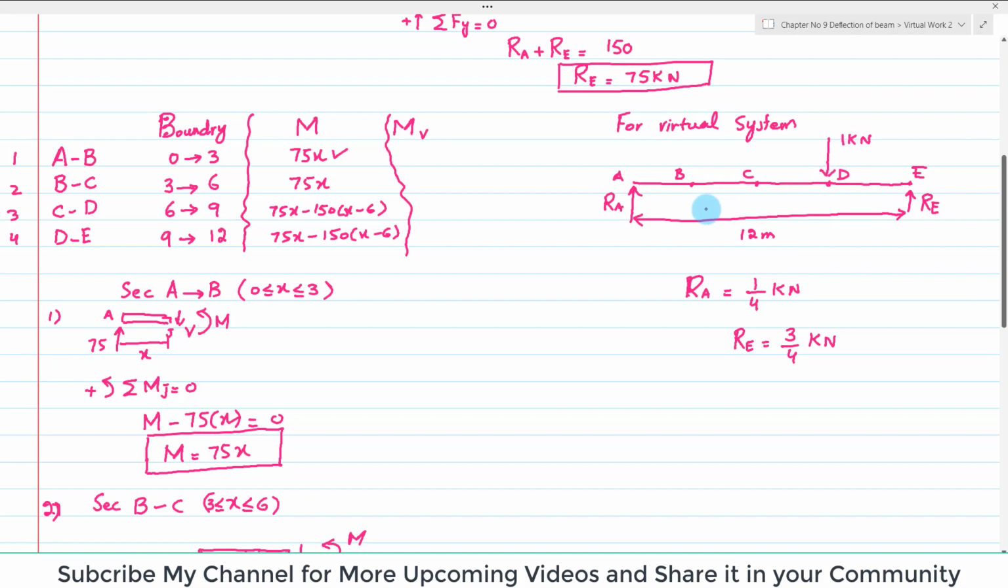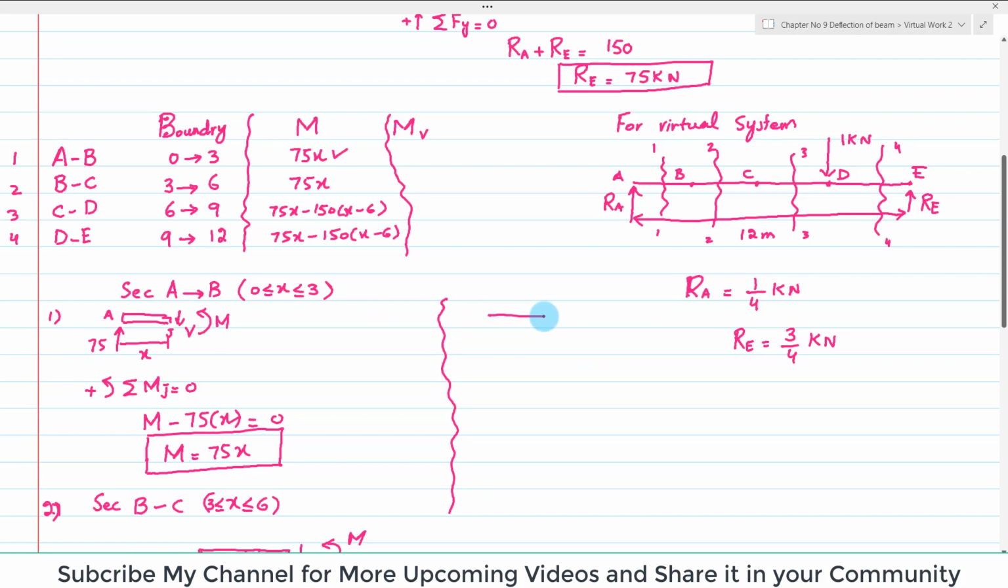Now again for section A to B, we will cut the section here. This is section 1-1, and we will find the virtual moment. This is section 2-2, this is section 3-3, and this is section 4-4. And again we will find the moment equation for each section, so I will write it in front of each.